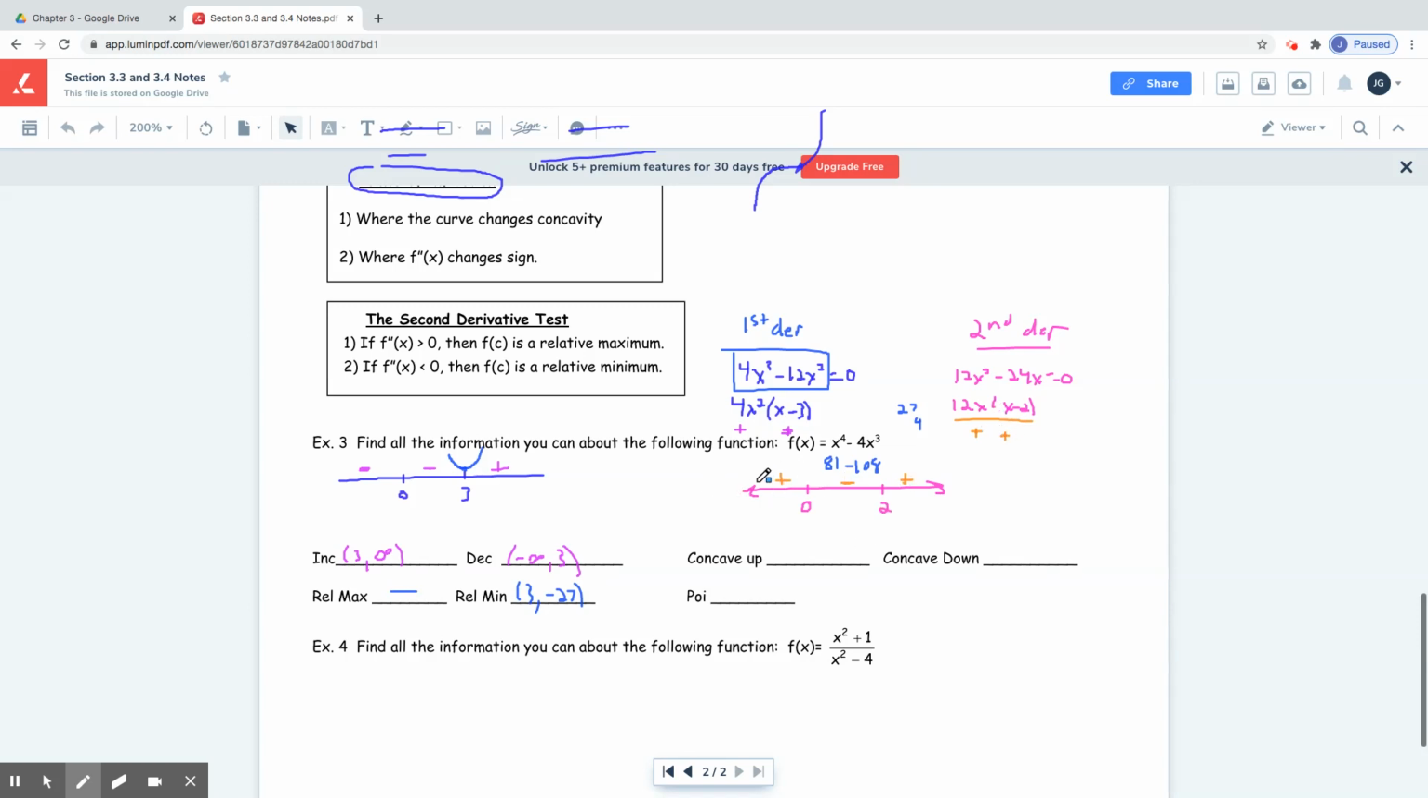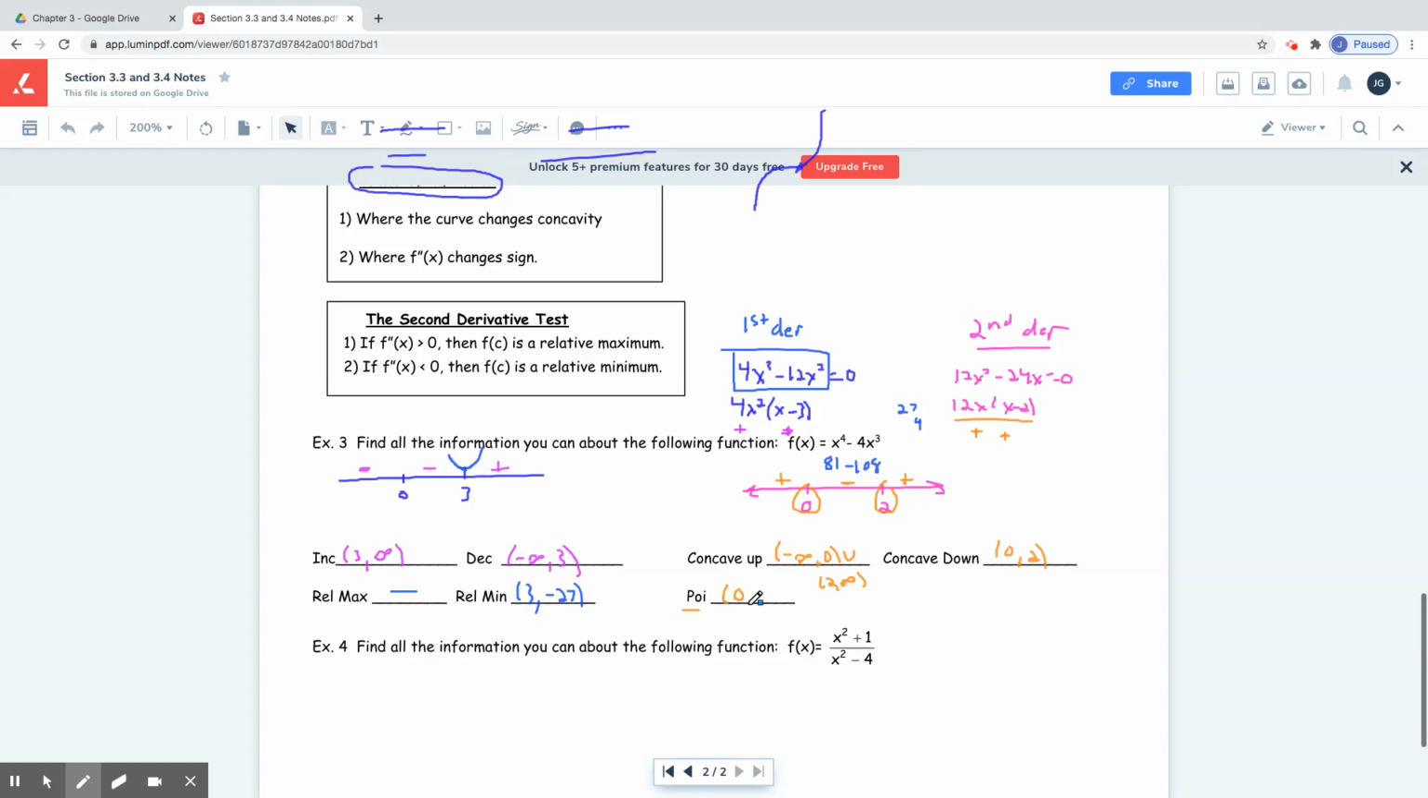So now what this means is, wherever it's positive, it's concave up on the original. So from negative infinity to 0, union 2 to infinity, it's concave up, and concave down is from 0 to 2. All right, now points of inflection are wherever it changes. So it goes from positive to negative. So we have a point of inflection at 0 and a point of inflection at 2.